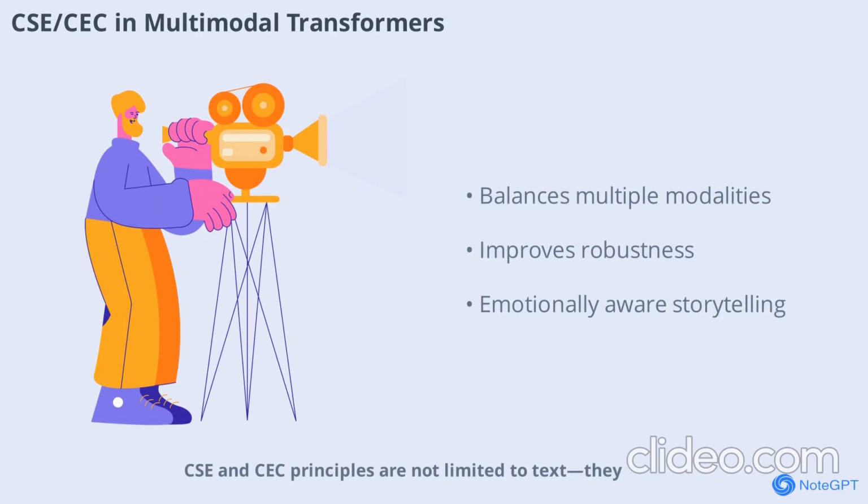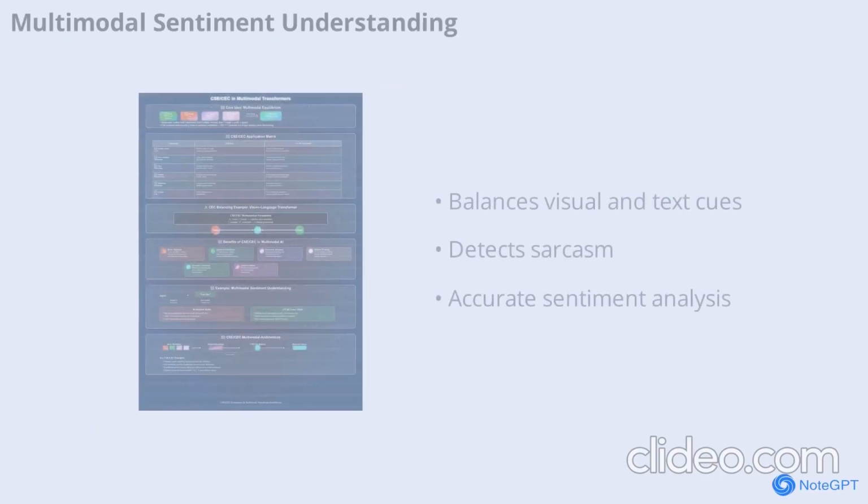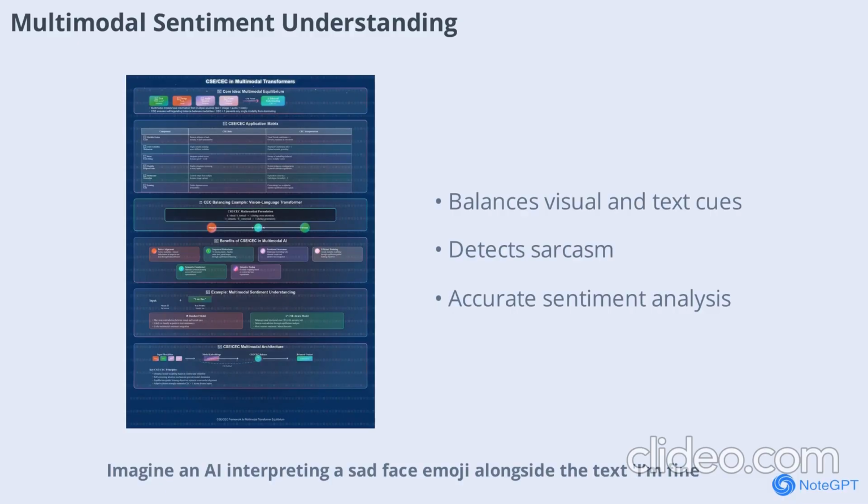CSE and CEC principles are not limited to text. They also apply to multimodal transformer models that process text, images, audio, and video. In these systems, CSE ensures a self-regulating balance between different input sources, while CEC maintains equilibrium so that no single modality overpowers the others. This leads to better alignment across modalities, improved robustness to missing inputs, and emotionally aware multimodal storytelling.